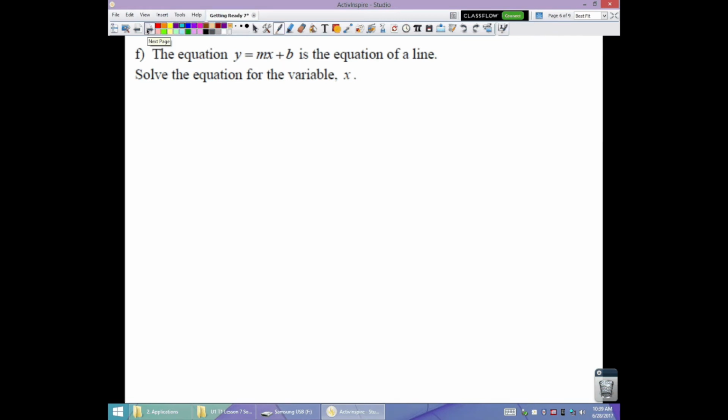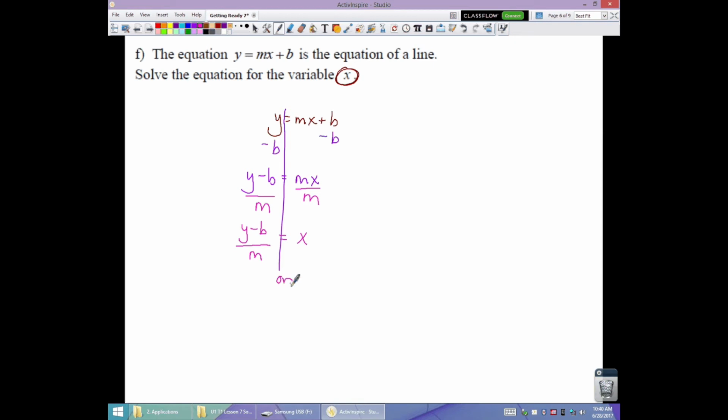And part F, same equation, y equals mx plus b. This time, though, rather than solve for m, we're going to isolate the variable x. So the steps will seem very familiar. You will still start by subtracting the b on both sides. Y minus b equals mx. But now, since we want the x to remain where it is, we want to get rid of m. That means divide both sides by m. So x is equal to y minus b all divided by m, or y over m minus b over m is equal to x.